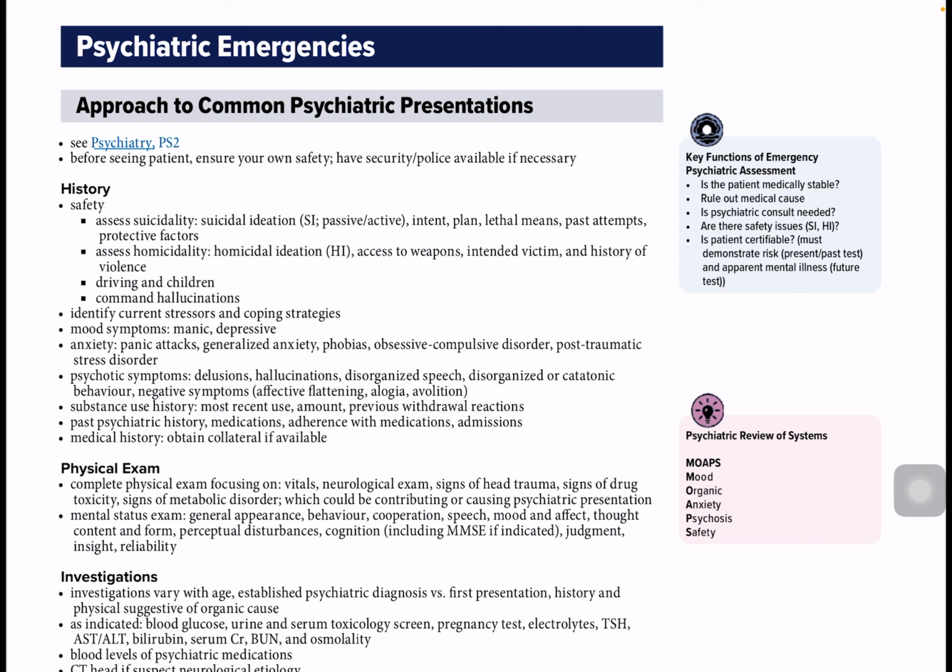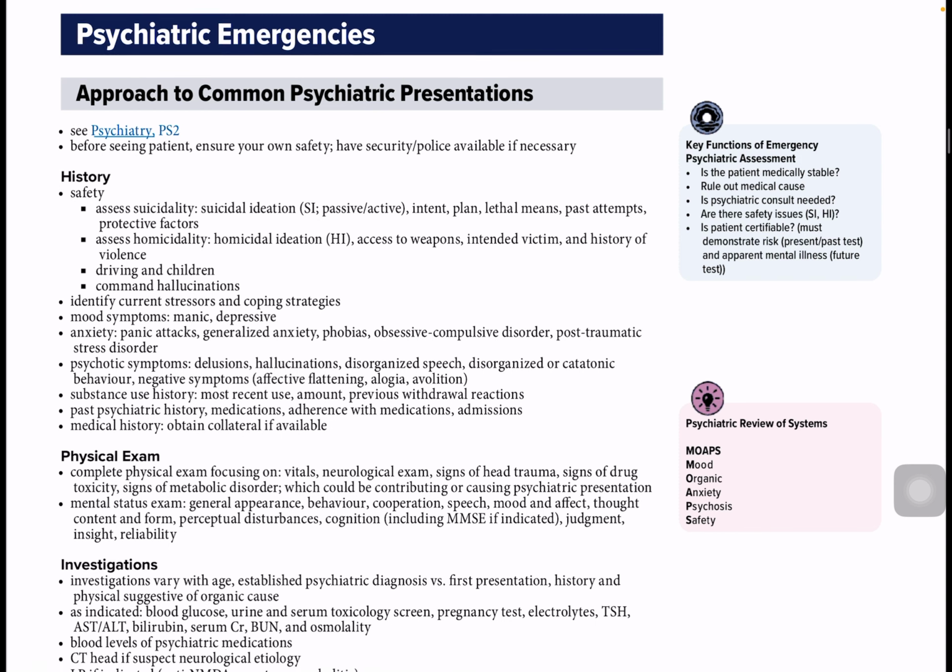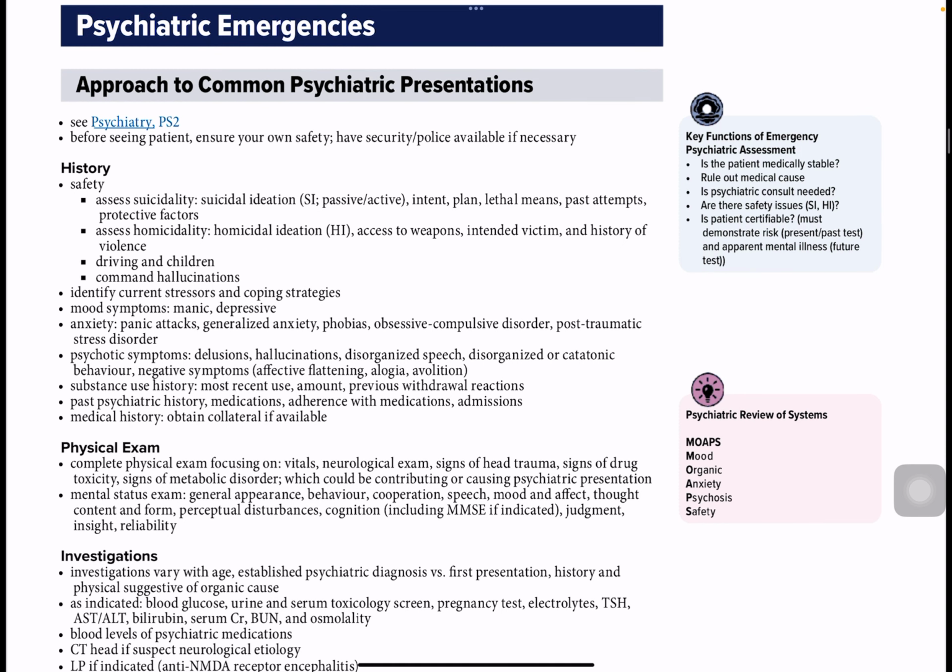Is the patient medically stable? Rule out medical cause. Is psychiatric consult needed? Are there safety issues, suicidal or self harm? Is the patient certifiable? Must demonstrate risk, present or past tense, and apparent mental illness, future tense. Okay, so you need to take their history. You need to check if they have the capacity to make decisions, if they're suicidal or self harming, and if they need a psychiatric assessment. So these are the key functions of psychiatric assessment.